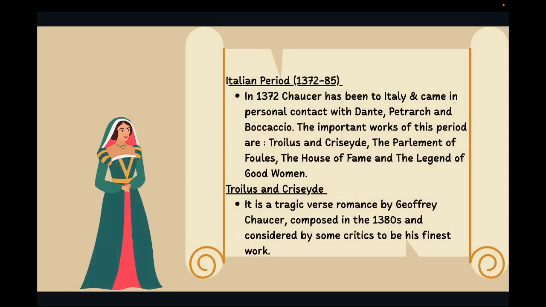Now we come to the Italian period, which is probably one of his most important periods, and it gave us a lot of important works. It expanded from 1372 to 1385, and in 1372 Chaucer had been to Italy and he came in personal contact with Dante, Petrarch, and Boccaccio. So the important works of this period that were written by him, they were Troilus and Cresside, the Parliament of Fowls, the House of Fame, and the Legend of Good Women.